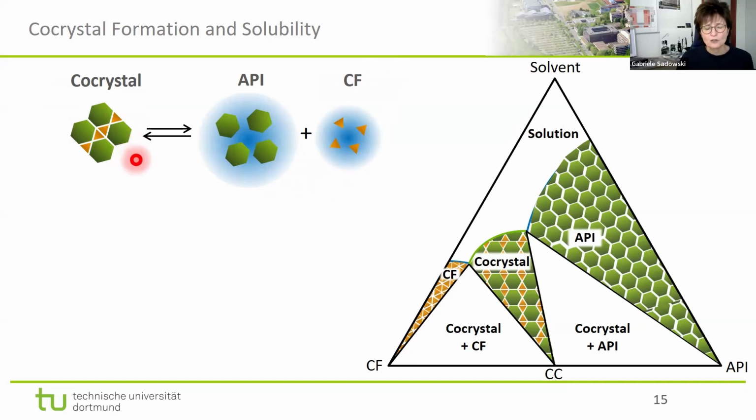And there's a lot of work going on. How do we find the right co-former for a given API? And even more important, how do we produce this? And this is not an easy task.